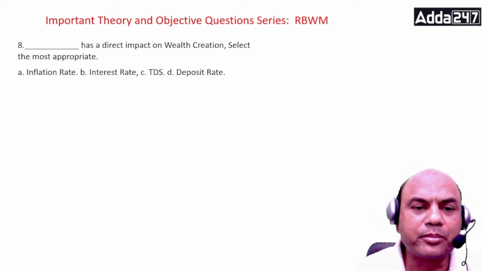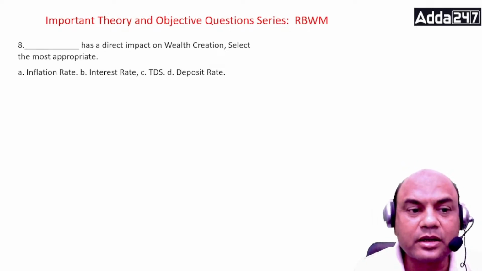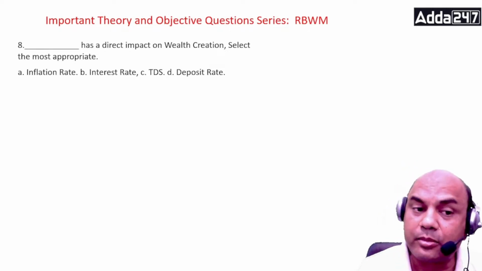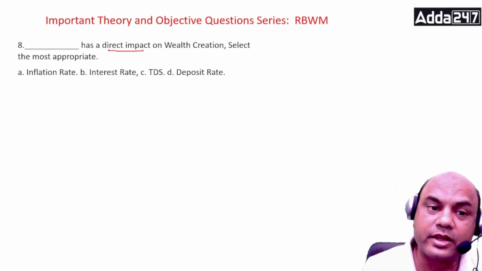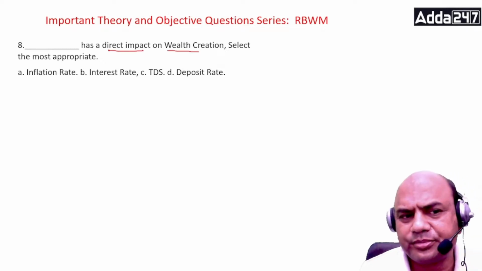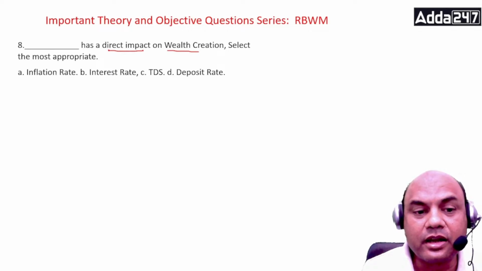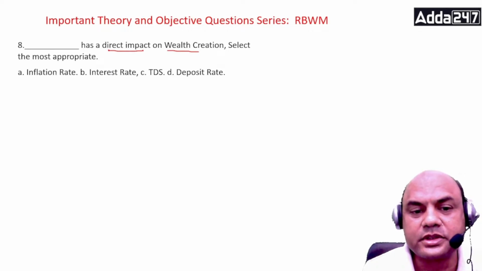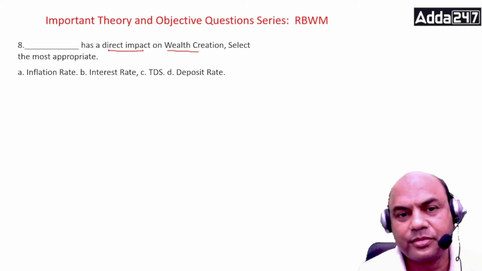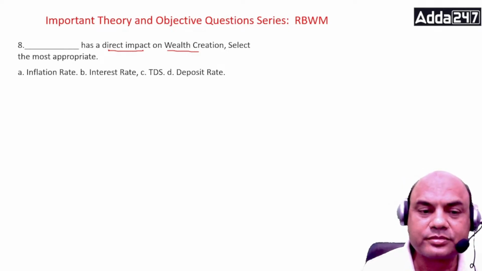Dash has a direct impact on wealth creation. Select the most appropriate. Direct impact. Which one will impact your wealth, your money? Inflation, interest rate, TDS, and deposit rate. Which one will affect your wealth?